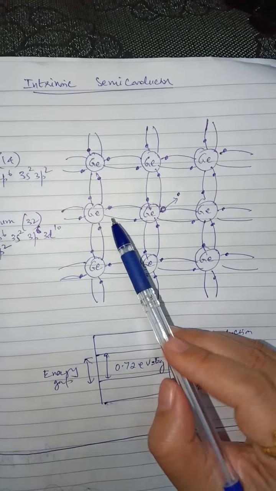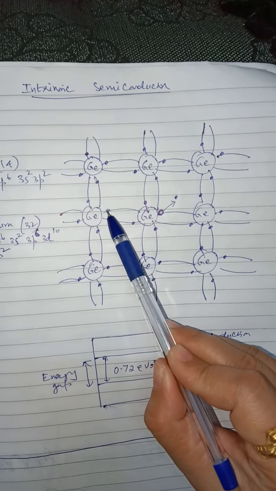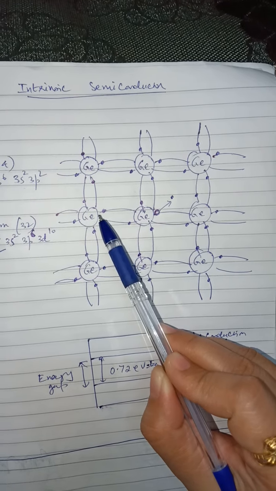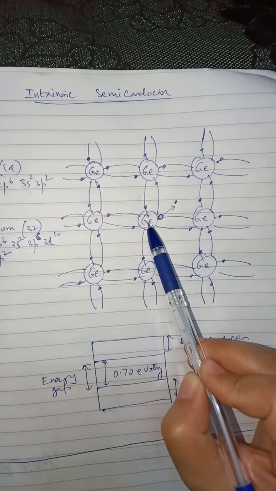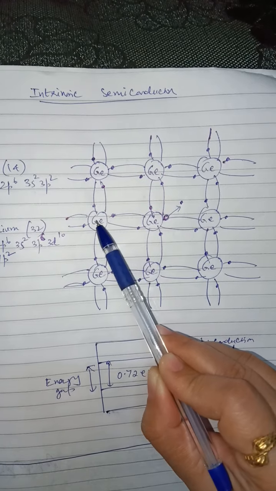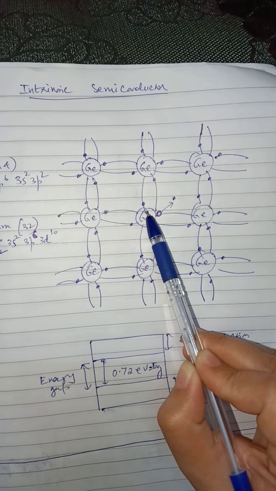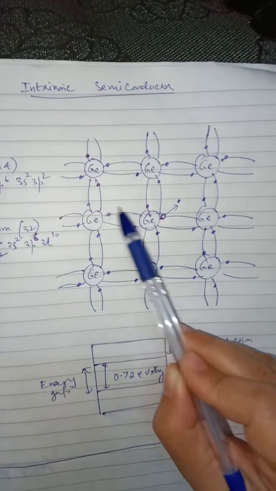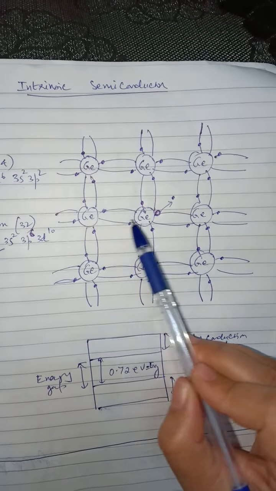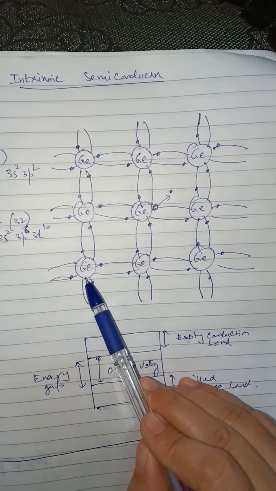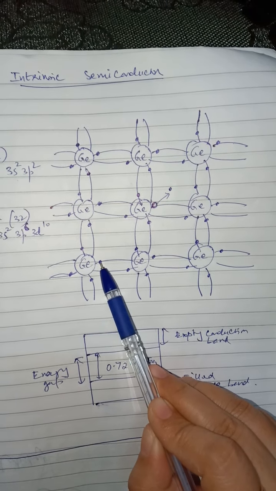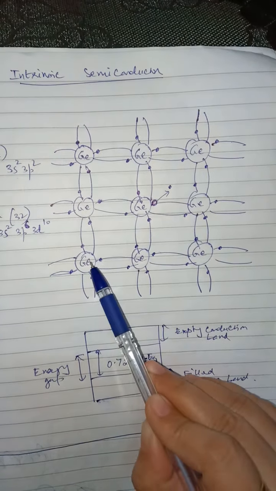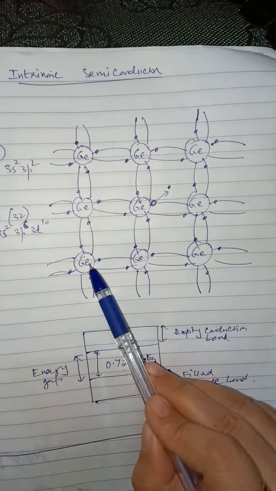Sharing means that this particular electron which belongs to this germanium atom is shuttling between this and this, which means it is moving between this germanium atom and then going back here, and then again coming back here. So it's continuously shuttling between the two germanium atoms. Similarly, in this case also, this electron is continuously shuttling between this germanium atom and this. So it's moving back and forth between the two germanium atoms.